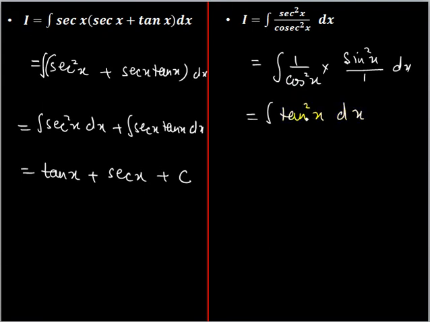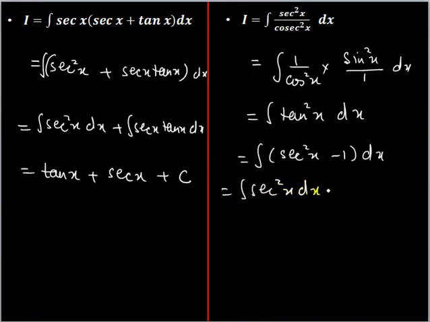Now we are unable to recall tan square x's derivative for which function. So we'll go for a slight change here, using the trigonometric identities. So tan square x can be written as sec square x minus 1. Now we can integrate them. We can integrate sec square x and we can integrate 1.